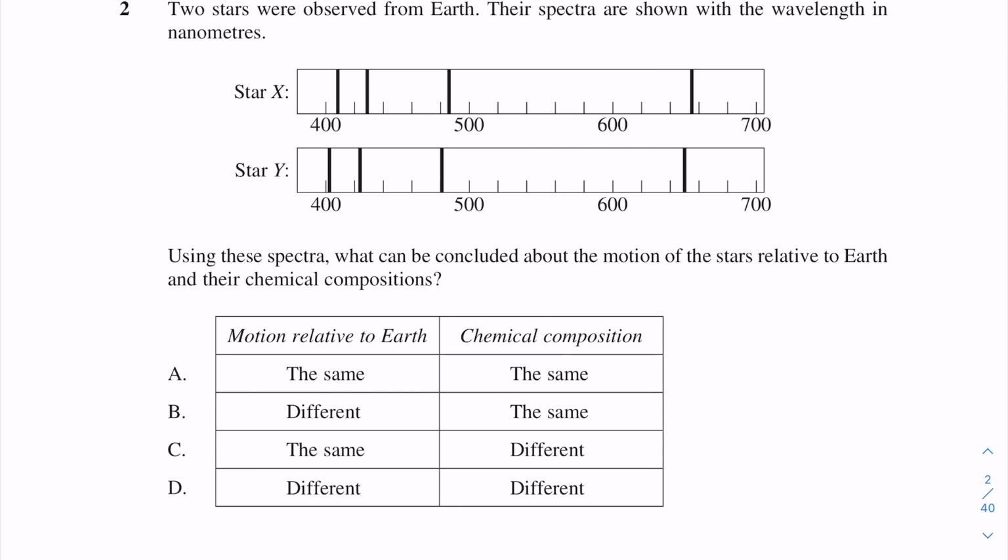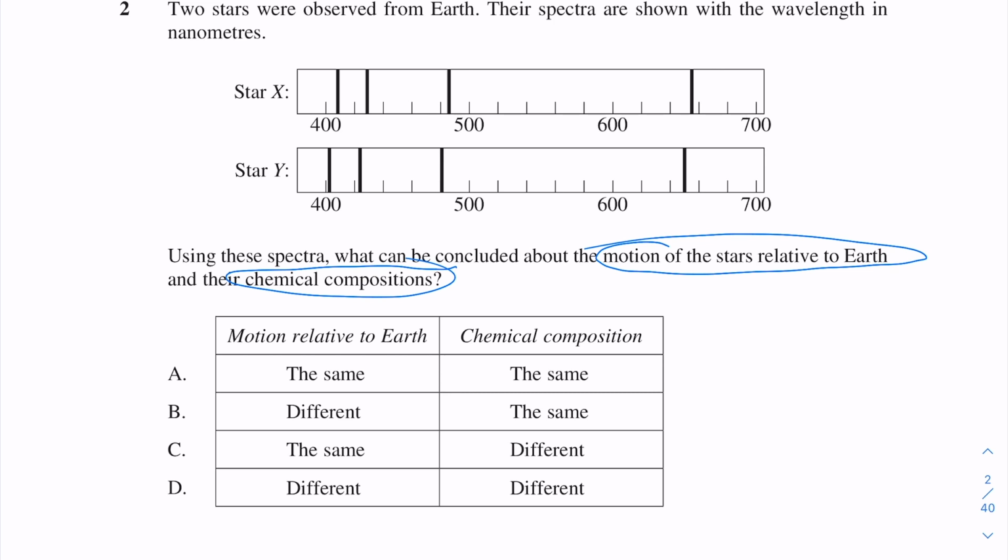Question 2. Two stars were observed from Earth. Their spectra is shown with the wavelength in nanometers. We've seen this a million times, as long as you've gotten up to this part in your course. Using these spectra, what can be concluded about the motion of the stars relative to Earth and their chemical composition? So, two important things: the motion of the stars relative to Earth and the chemical composition. That's what we're going to be looking at and trying to find out.